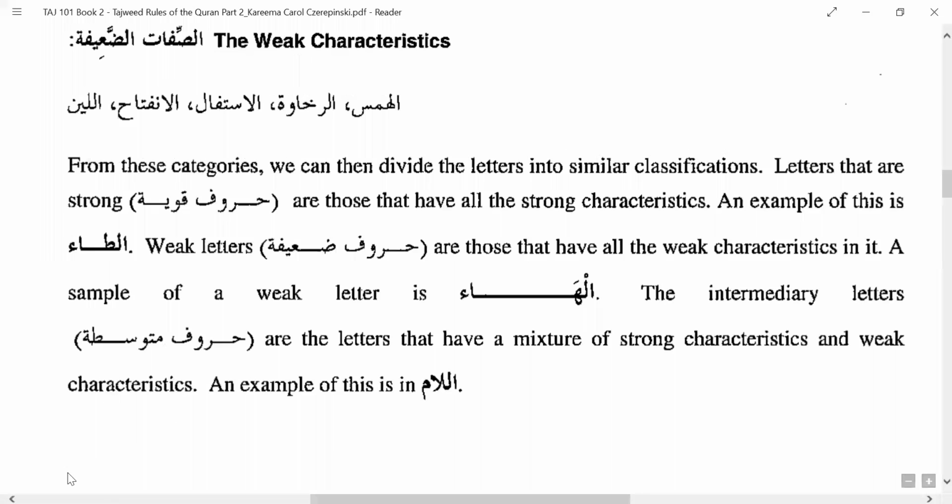From these categories, we can divide the letters into similar classifications. The letters which are strong, huruf qawwiyya, will be all those that have strong characteristics. Like the example is ta. If you see all the sifat of ta, it's a strong letter. Whereas weak huruf da'ifa are those that have weak characteristics in them. One example is the ha. And the middle letters, mutawassut, have a mixture of strong and weak, like for example lam.